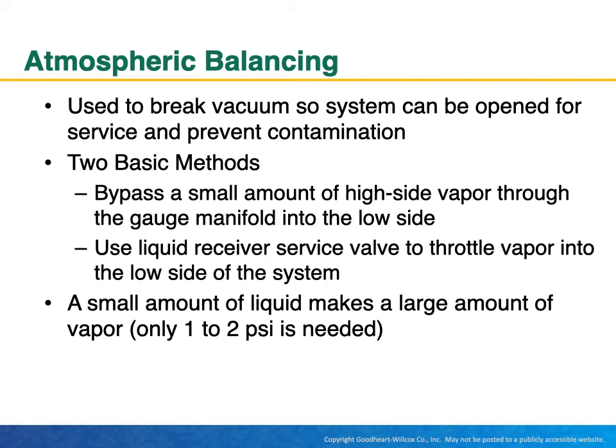Atmospheric balancing. Used to break vacuum so system can be open for service and prevent contamination. Two basic methods. Bypass a small amount of high side vapor through the gauge manifold into the low side. Use liquid receiver service valve to throttle vapor into the low side of the system. A small amount of liquid makes a large amount of vapor. Only 1 to 2 psi is needed.